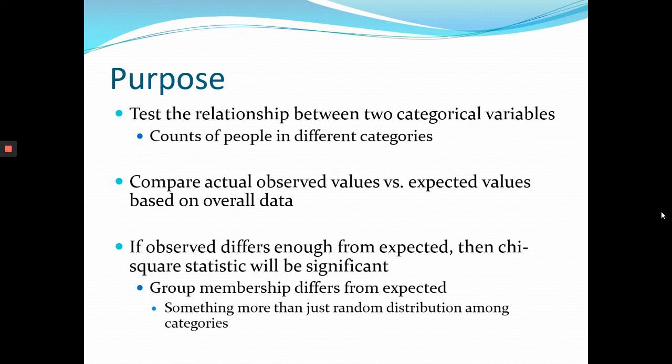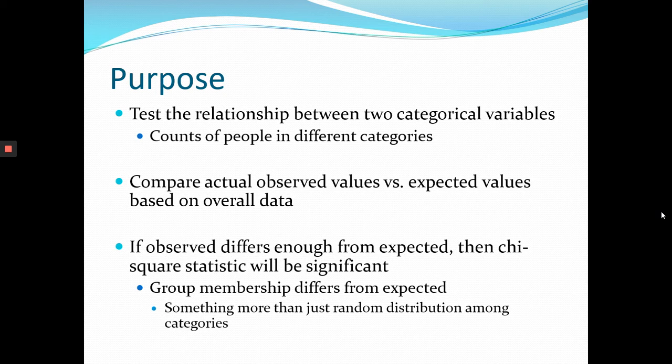So how many women are psych majors versus men, for example. And basically what we do in the statistic is that we compare the actual observed value, so the actual number of people who are in the different categories, versus expected values. So let's say it's men and women, and let's say it's psychology majors versus engineering majors, so two categorical variables. And so we'll get the actual counts, the actual number of people who are in those different majors, and identify themselves as men and women.